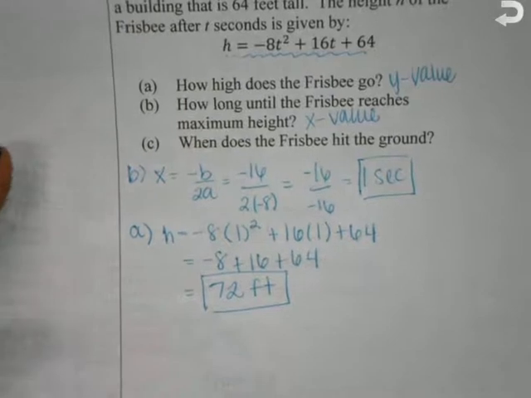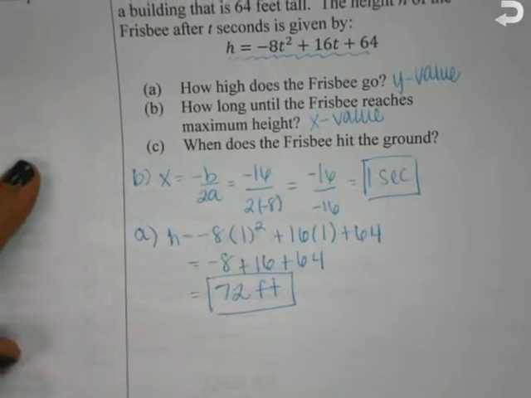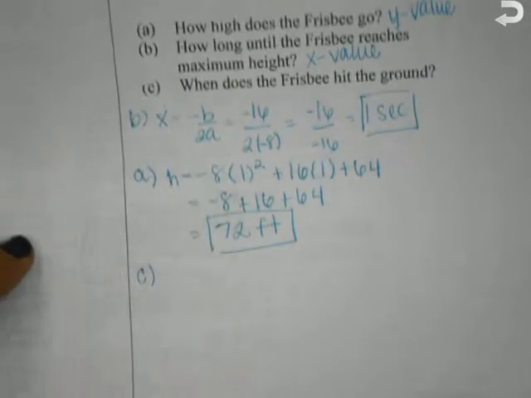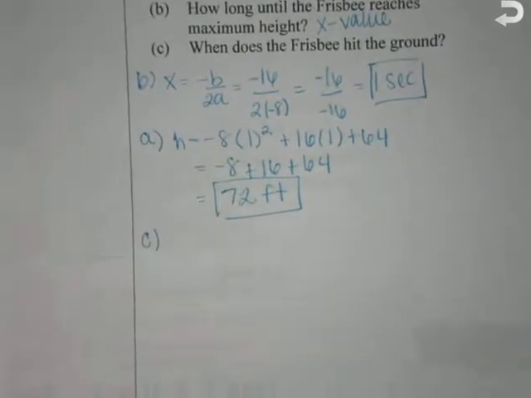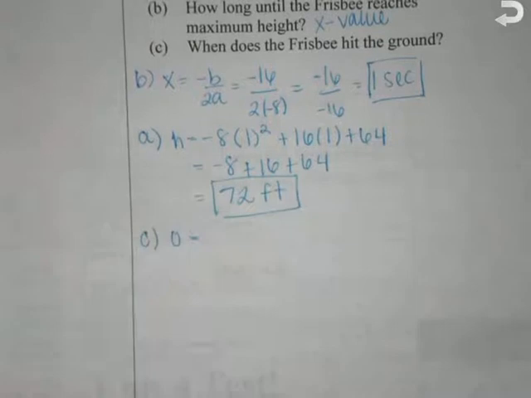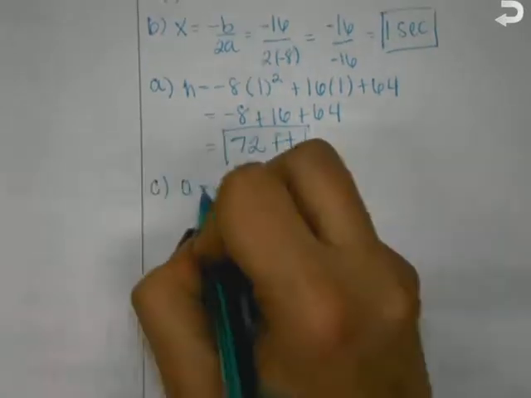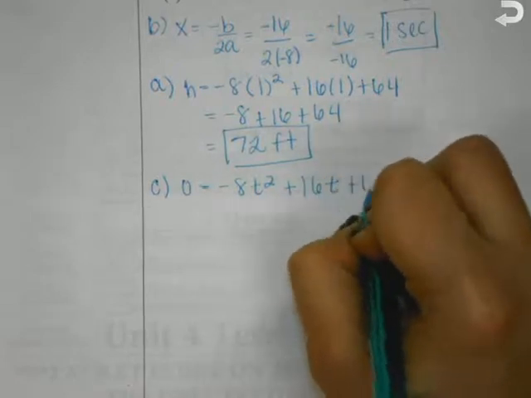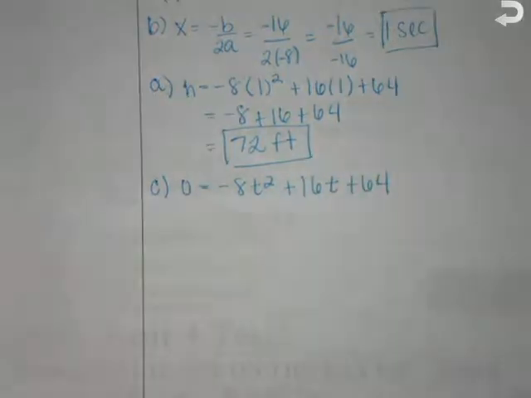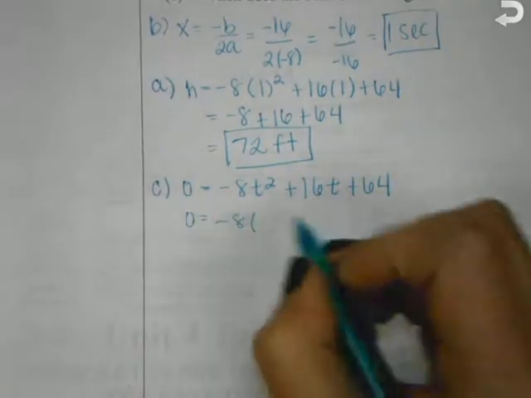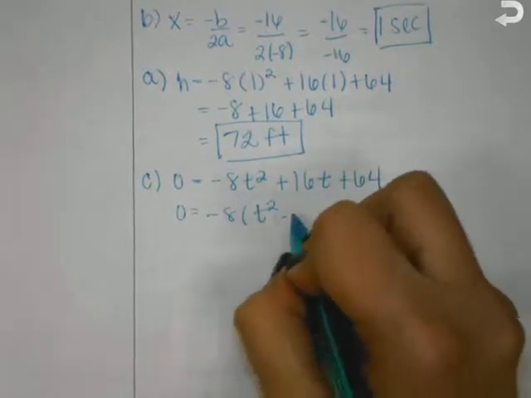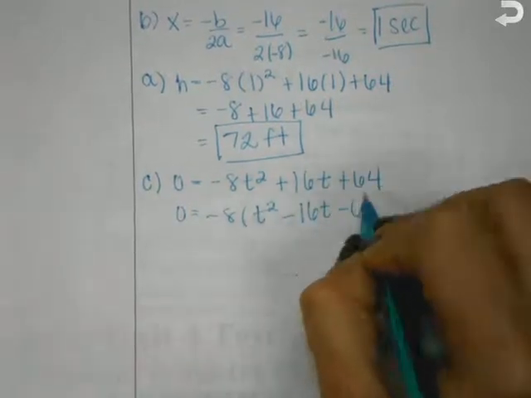So then part C, when does the frisbee hit the ground? When the frisbee hits the ground, that's when x equals 0, or h equals 0. So we set the whole equation equal to 0. Negative 8t squared plus 16t plus 64. And there's a GCF in here. So before we go straight to bottoms up, let's factor out a negative 8. That's going to leave me with t squared minus 2t minus 8.